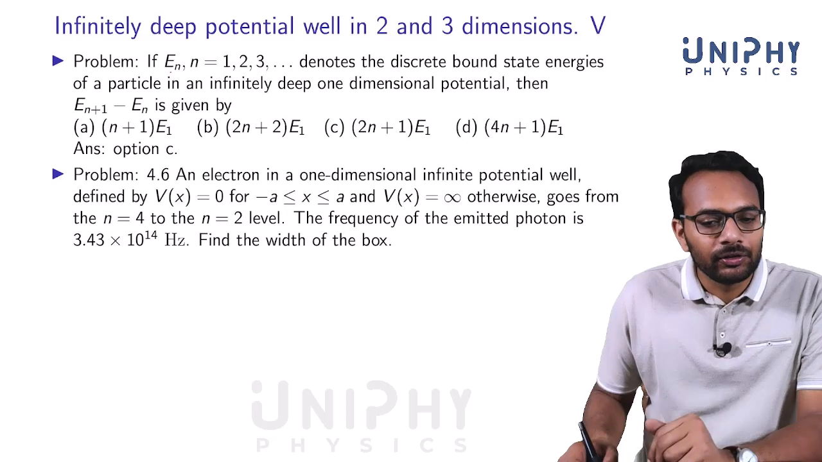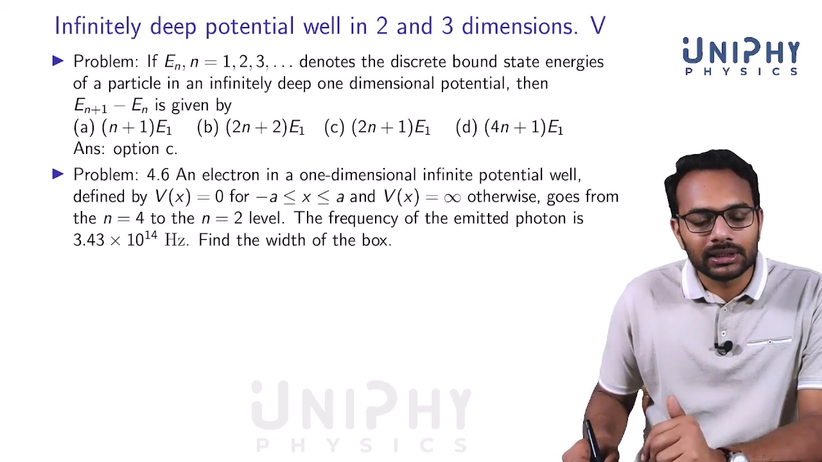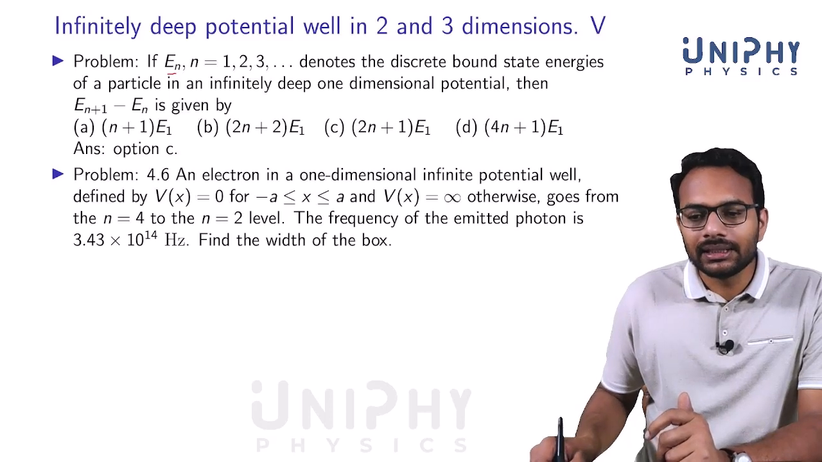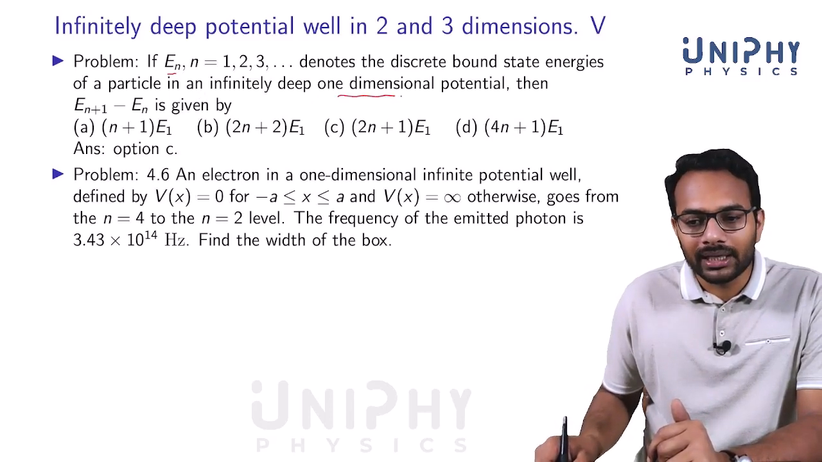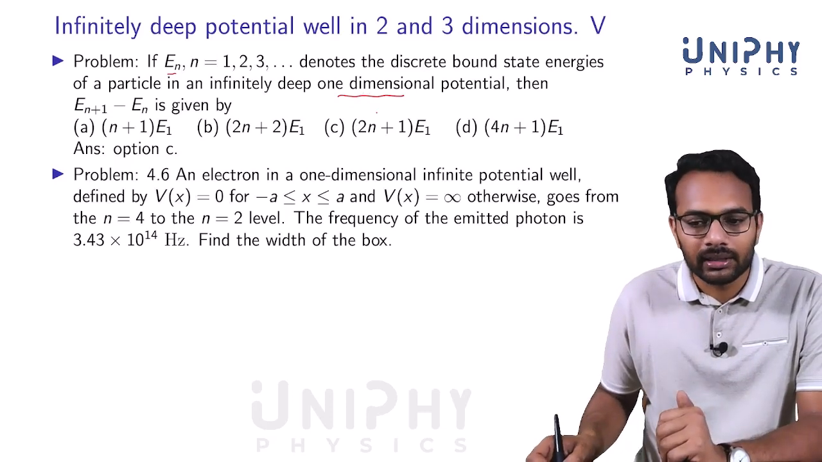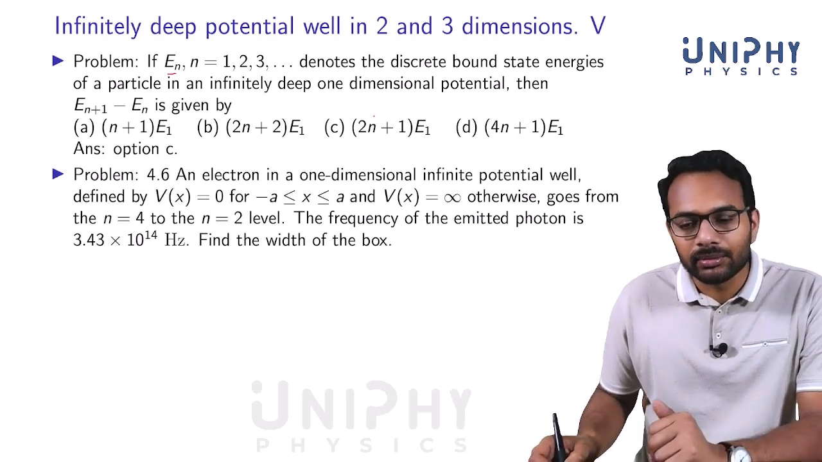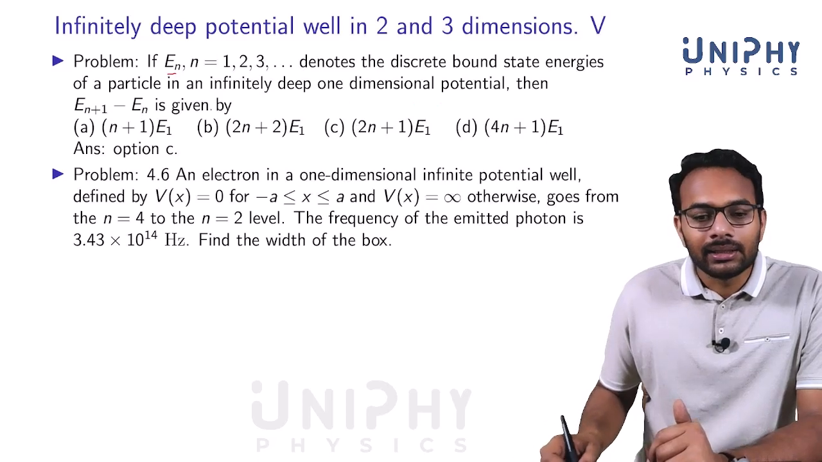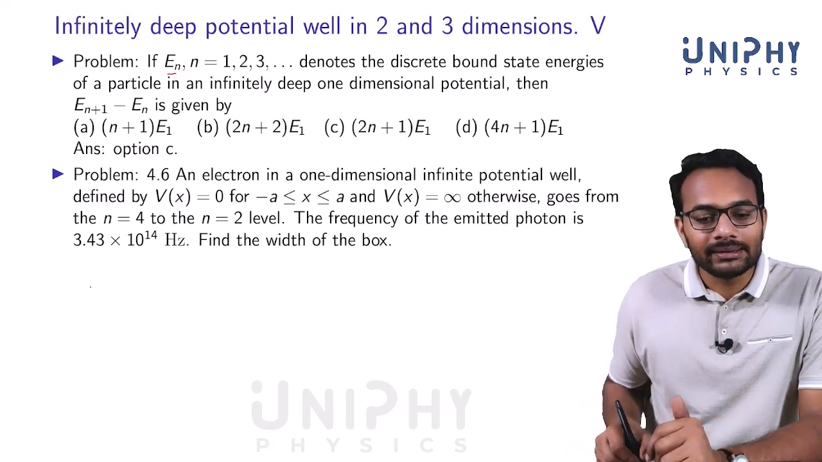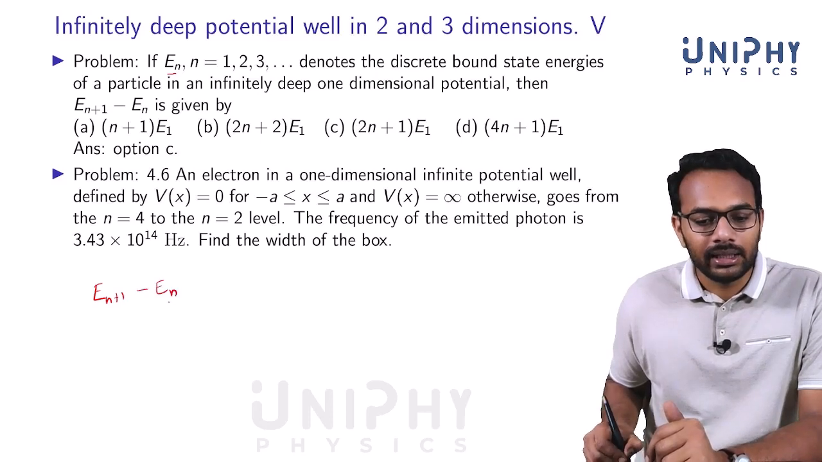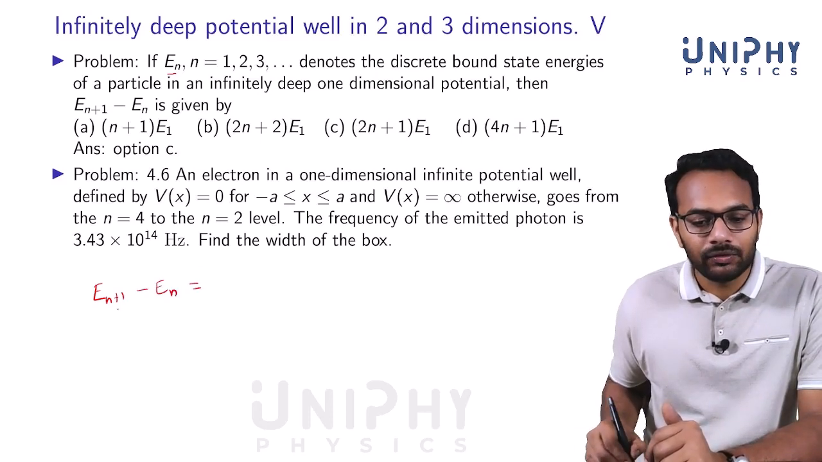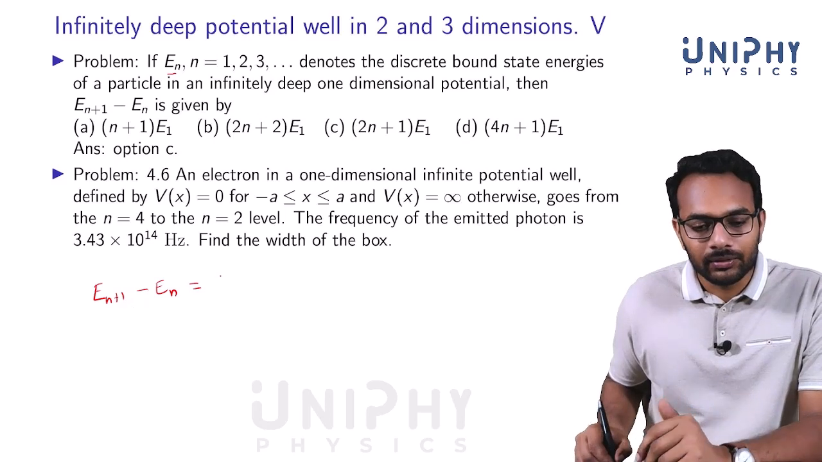Let's look at a few more problems from the infinitely deep potential well. If En denotes the discrete bound state energies of a particle in an infinitely deep one-dimensional potential, okay, this is a problem from the one-dimensional well. This also was taken from a previous question. Then what is En plus 1 minus En?